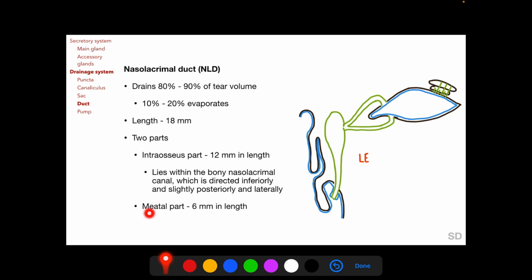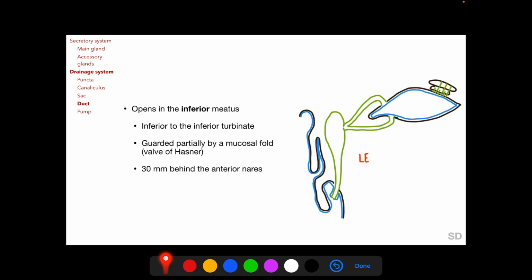And the meatal part, which lies within the mucous membrane of the inferior meatus of the nose, is 6 mm in length. The nasolacrimal canal opens in the inferior meatus inferior to the inferior turbinate and is guarded partially by a mucosal fold called the valve of Hassner, and this opening lies 30 mm behind the anterior nares. So intranasally, the opening of the nasolacrimal duct is in the inferior meatus and the nasolacrimal sac lies at the level of the middle meatus.